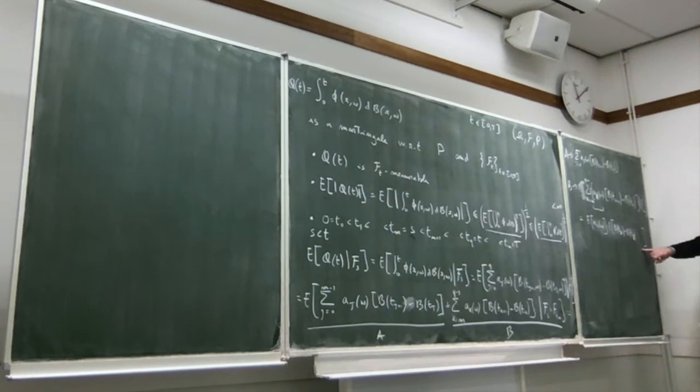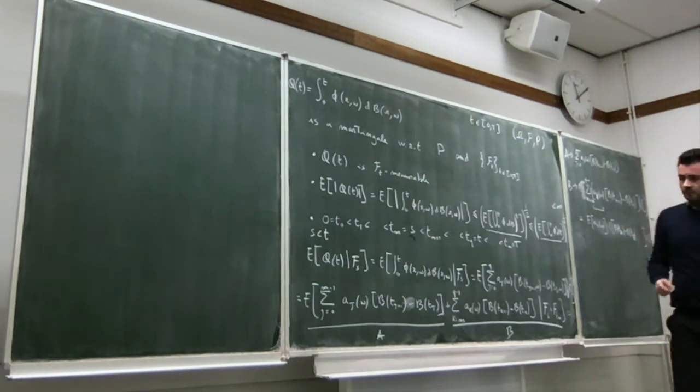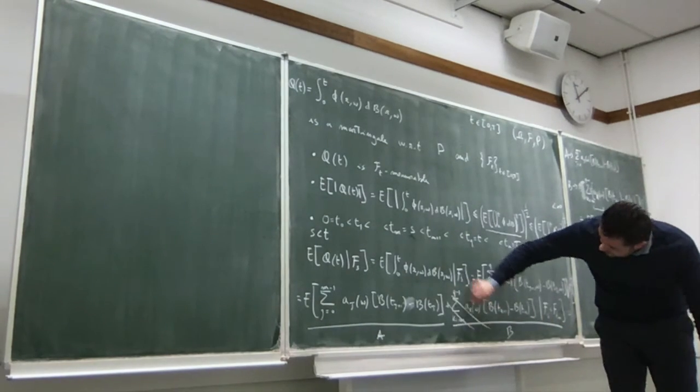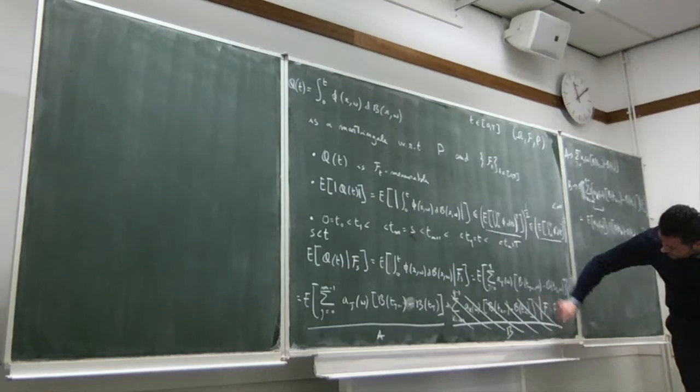But then this is what? This is the expectation of the increment of a Brownian motion. So I don't care about what this guy is. I have this guy here, and this expectation is 0, because it's the increment of a Brownian motion. So this guy is 0. It means that this term here disappears.